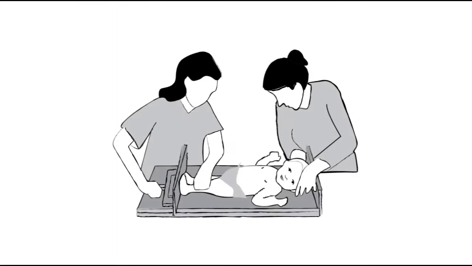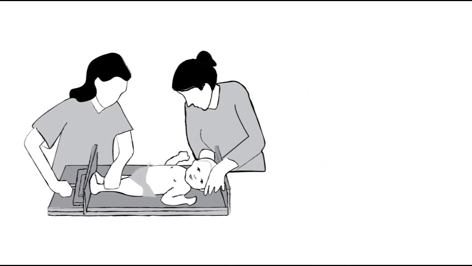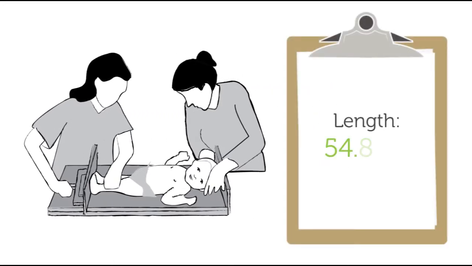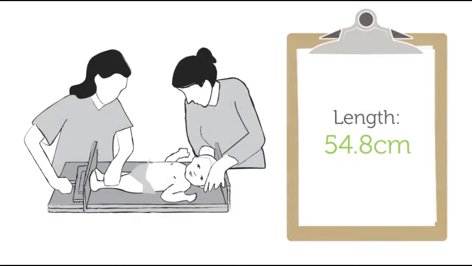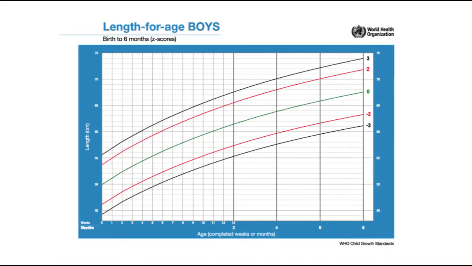At the first clinical visit, we measure Sam and find his length to be 54.8 centimeters. Let's plot this point using the length for age growth chart.